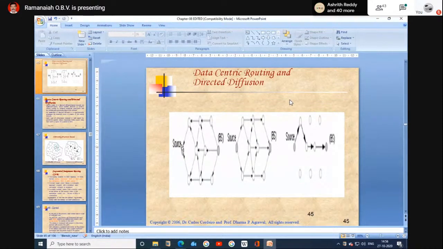Let's say this node where the query has become satisfied. Now that becomes the data source. So from the data source, the routes which are established from the sink to the source are now reversed. Right? So you should understand that point in terms of changes in their routing tables.